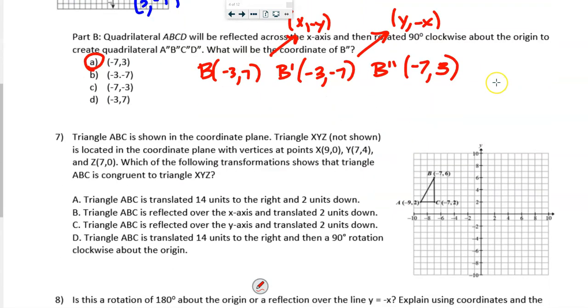All right, number 7 says triangle ABC is shown in the coordinate plane. Triangle XYZ is not shown. It is located in the coordinate plane with the vertices points X, Y, and Z. Which of the following transformations shows that triangle ABC is congruent to triangle XYZ? So I'm going to go ahead and plot these points for XYZ. So X is 9, 0. It's right there.